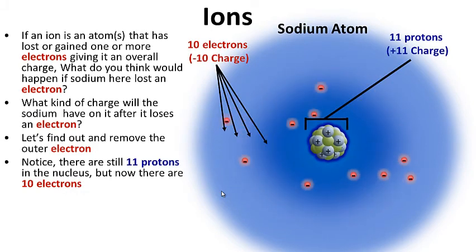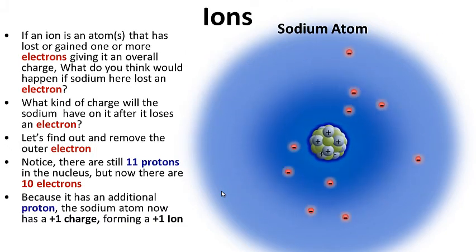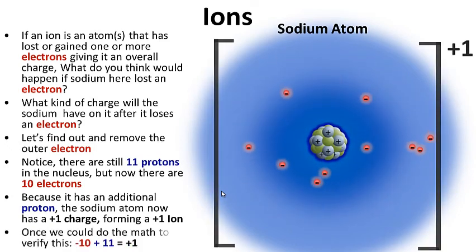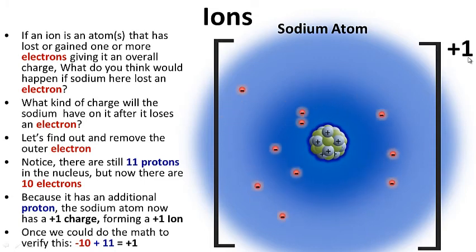Notice there are still 11 protons in the nucleus, but now there are 10 electrons. Because it has an additional proton, the sodium atom now has a +1 charge, forming a +1 ion. Okay, or we could do the math. -10 + 11 gives us +1. Okay, so we put these brackets around it to tell us that it has a +1 charge here.